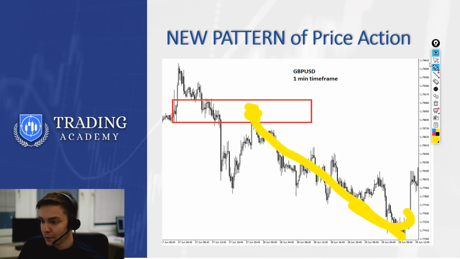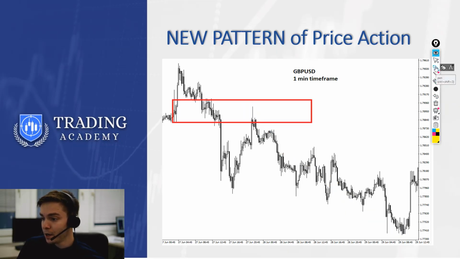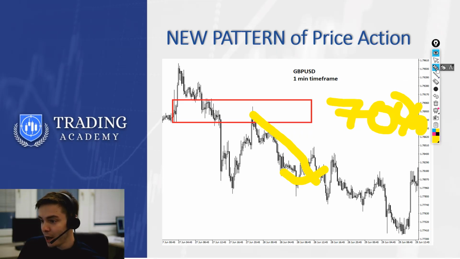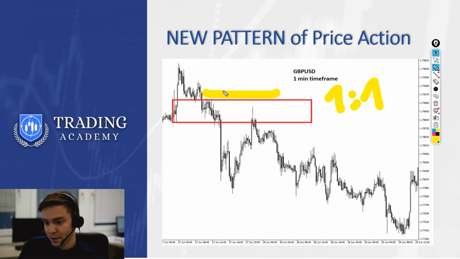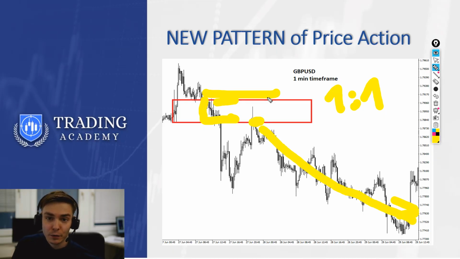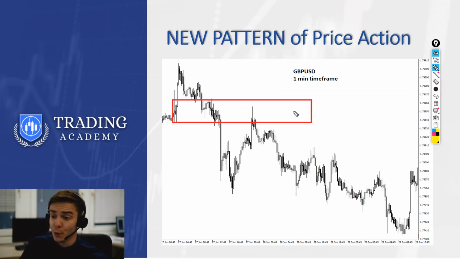And with a nice risk reward ratio, we can open the trade here. And also we have nice probability. This pattern has around 70% of probability and offers usually at least 1 to 1 risk reward ratio. And you can see that if we put our stop loss above this important structure and open the position here, we have a risk reward ratio of 3 to 1. So that was our example on GBP USD 1 minute time frame.